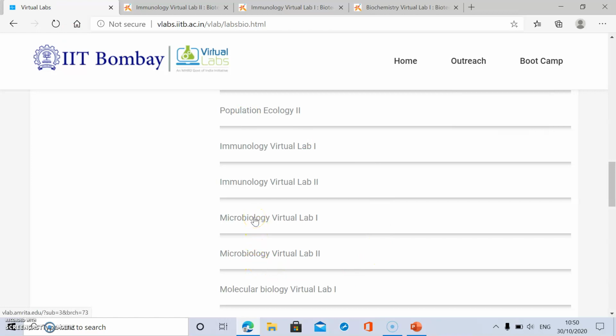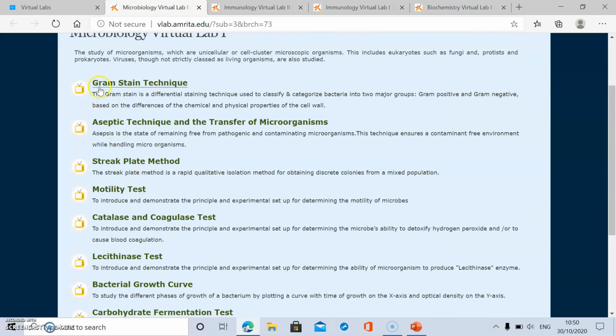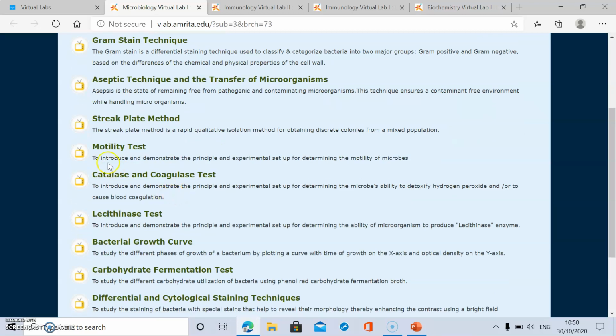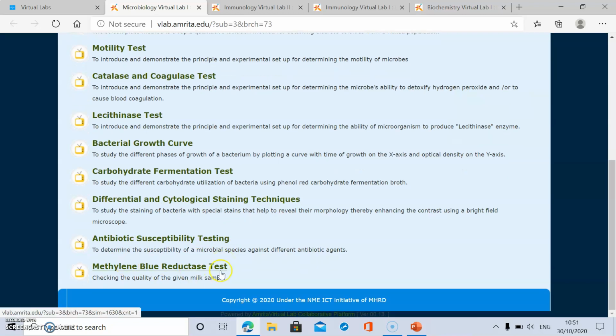Then microbiology virtual lab 1. In this, these are the experiments: Gram stain technique, aseptic technique and transfer of microorganisms, stick plate method, motility test, catalase and coagulase test, lecithinase test, bacterial growth curve, carbohydrate fermentation test, differential and cytological staining techniques, antibiotic susceptibility testing, and methylene blue reductase test.